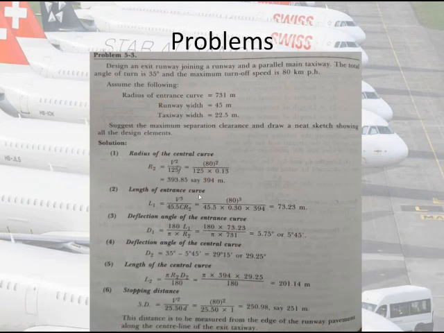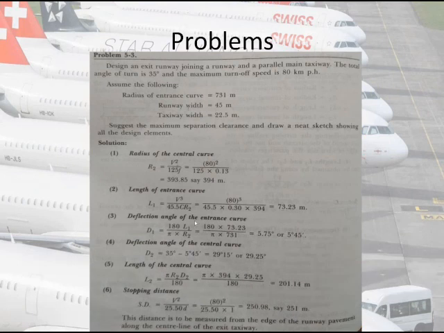Length of the entrance curve, L1. L1 is equal to V cube divided by 45.5 C R2, which is equal to 80 cube divided by 45.5 into C into R2, where C is a constant which we have already discussed, that is C is equal to 0.30. R2 we have calculated here as 394. We substitute the value of R2 here, so we get a length of entrance curve as 73.23 meters.